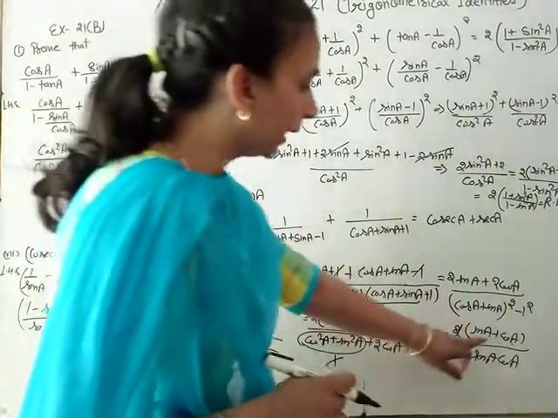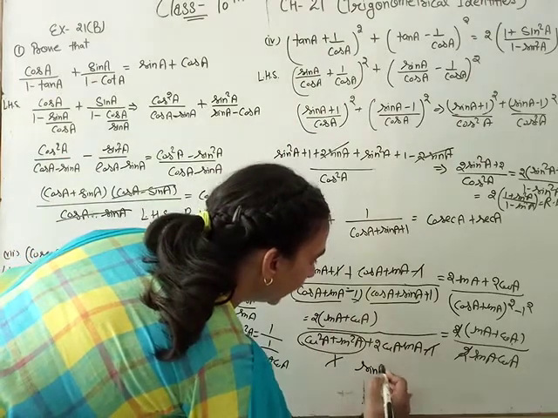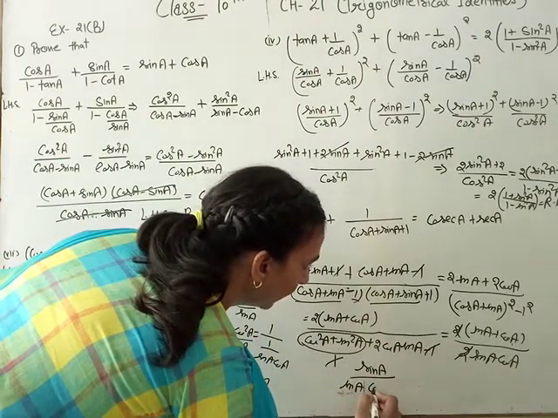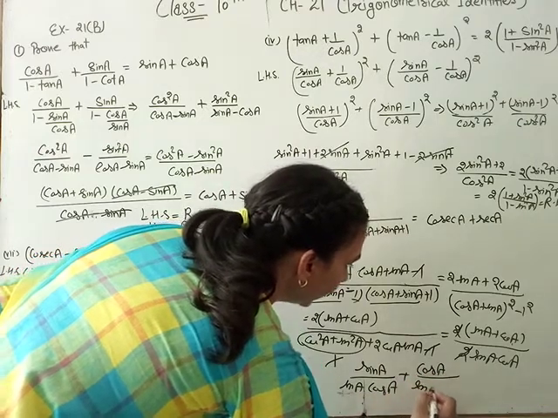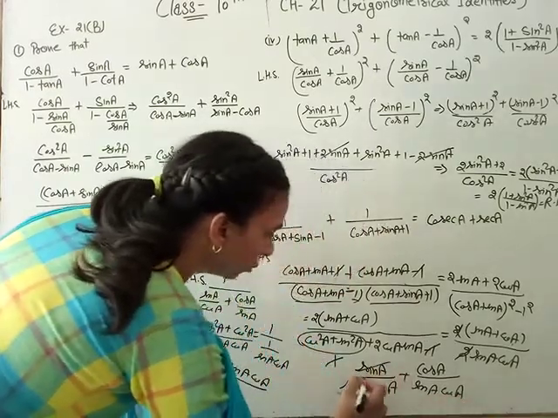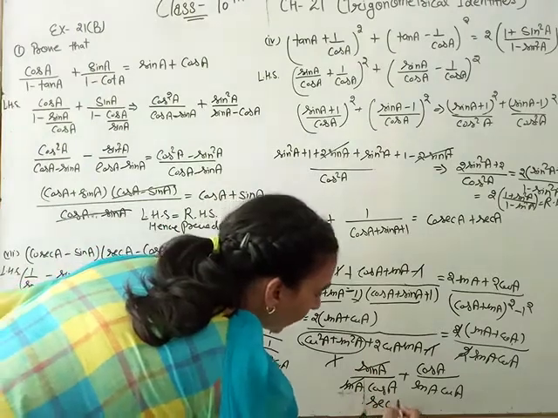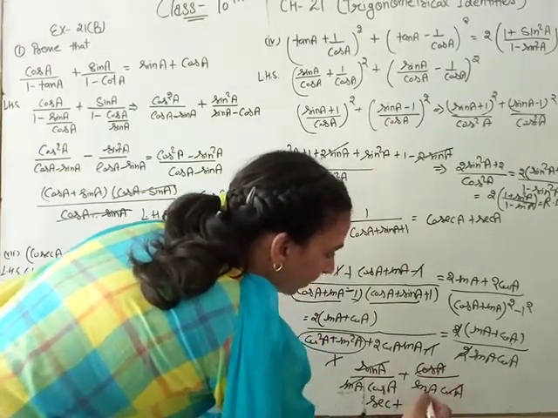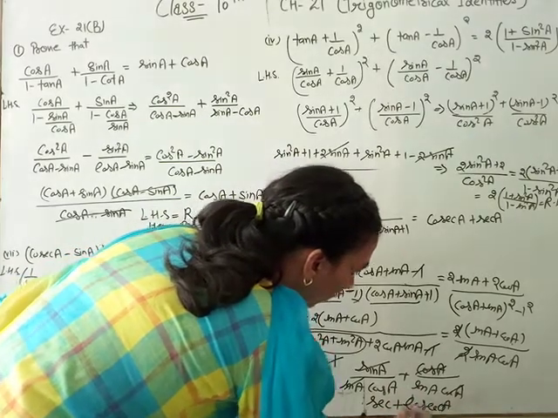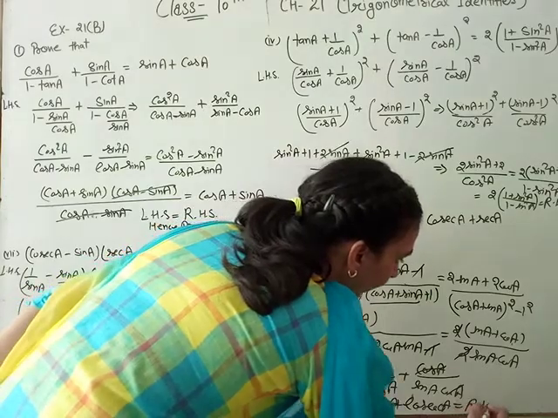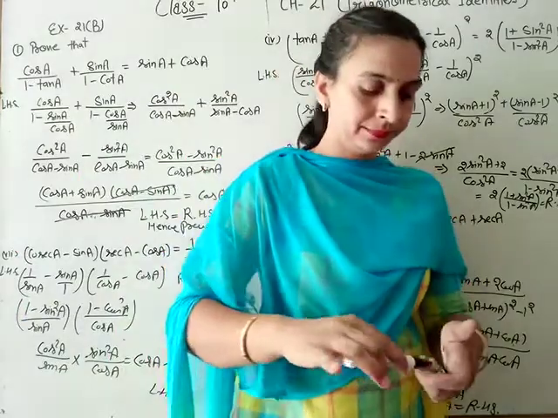First you take this by this, next you take this by this. First, sin A by sin A cos A plus cos A by sin A cos A. Sin and sin cancel, 1 by cos, and 1 by cos equals secant, plus cos and cos cancel, 1 by sin equals cosecant. And this equals the right hand side. Now let's move to the next question.